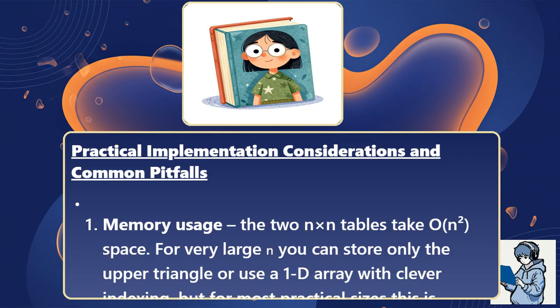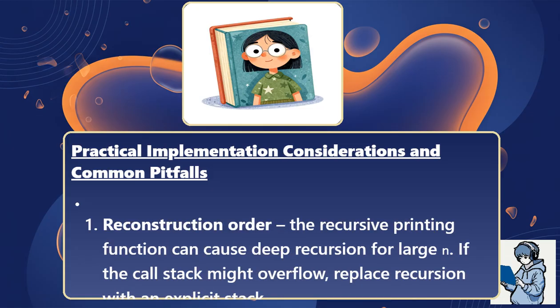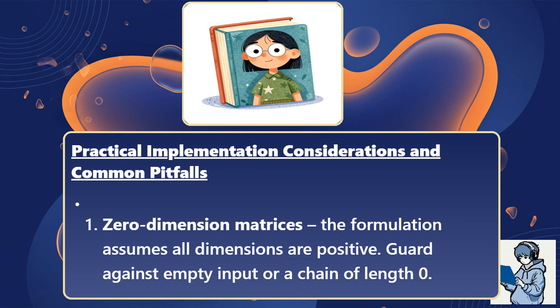Memory usage: the two n by n tables take O(n squared) space. For very large n, you can store only the upper triangle or use a one-dimensional array with clever indexing. But for most practical sizes, this is unnecessary. Reconstruction order: the recursive printing function can cause deep recursion for large n, and the call stack might overflow. Replace recursion with an explicit stack. Zero-dimension matrices: the formulation assumes all dimensions are positive. Guard against empty input or a chain of length 0.